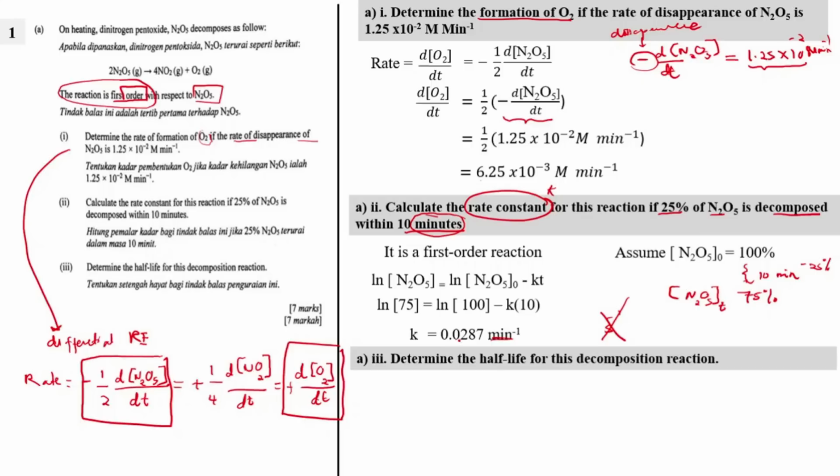Okay, and then we need to determine the half-life for this decomposition reaction. So since you know that it is a first order reaction, you need to use the half-life for the first order. So the half-life for the first order reaction is t half equals ln 2 over K. So K here is already determined in A2. So we just substitute that in, ln 2 divided by 0.0287. So once we do the maths, we're going to get the half-life is 24.15 minutes. Okay, so that's all for question A3.